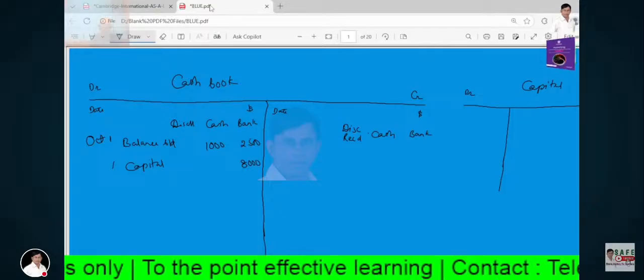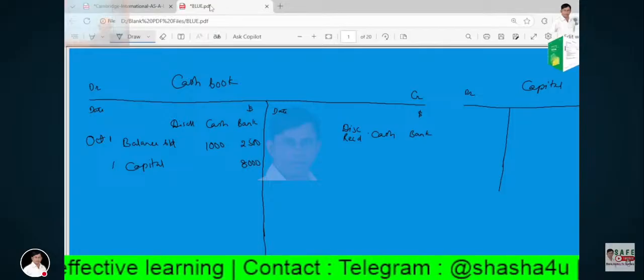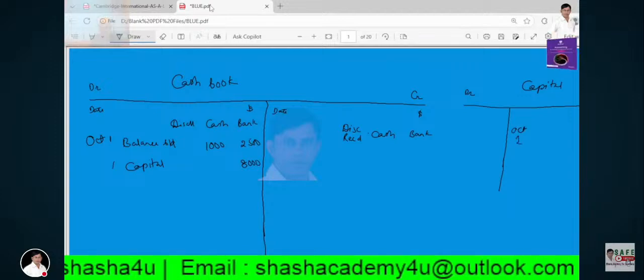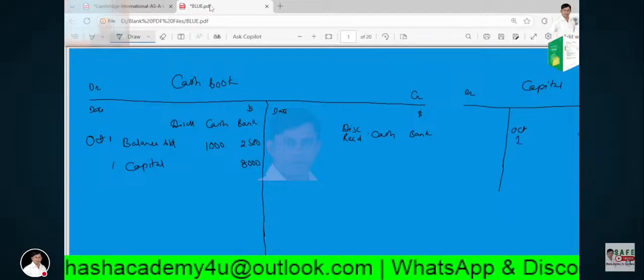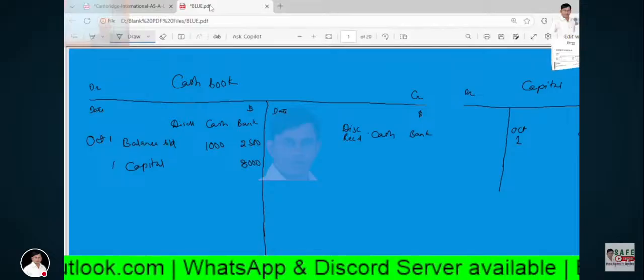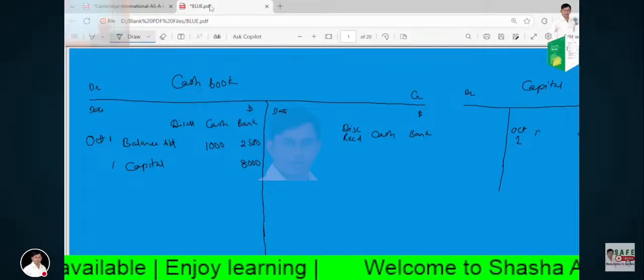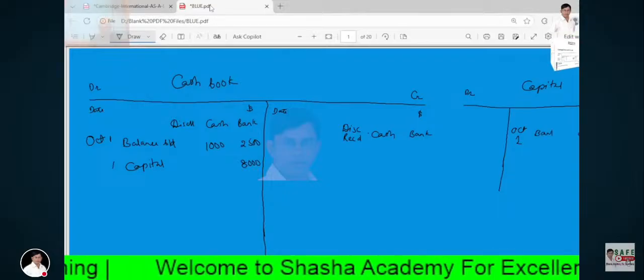So complete the entry. October 1, 8,000. So it is by bank. We have received through bank.